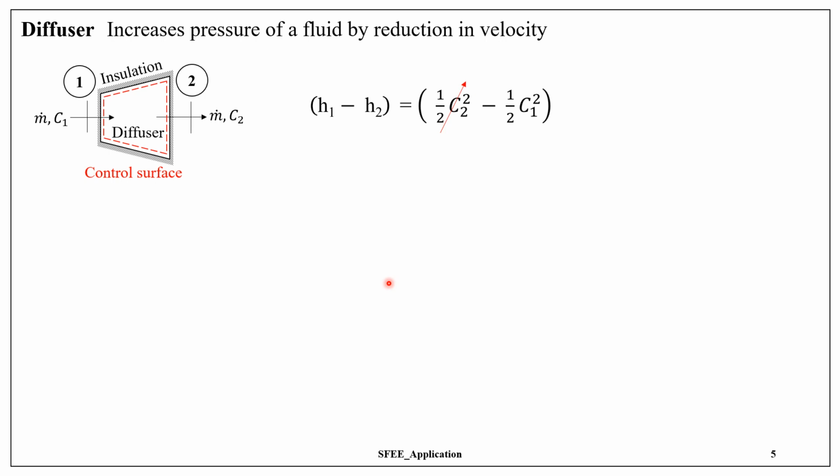c2 is negligible because there is a reduction in velocity. Therefore, h2, the enthalpy, is equal to half c1 square plus h1. So because of the diffuser, the final enthalpy increases, which is an indication of increase in pressure.